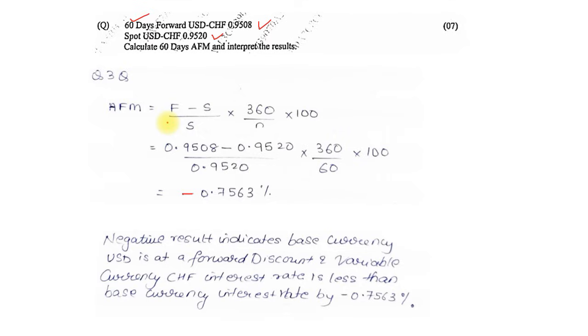Okay, so that is how you all had to solve the sum based on AFM, that is annualized forward margin, under this particular paper. Very simple sum, just have to substitute the value and give a small interpretation. Again, those who haven't gone through this particular topic, a separate video has already been created under AFM. You all can go through that also. Chalo, this was 3P and 3Q.